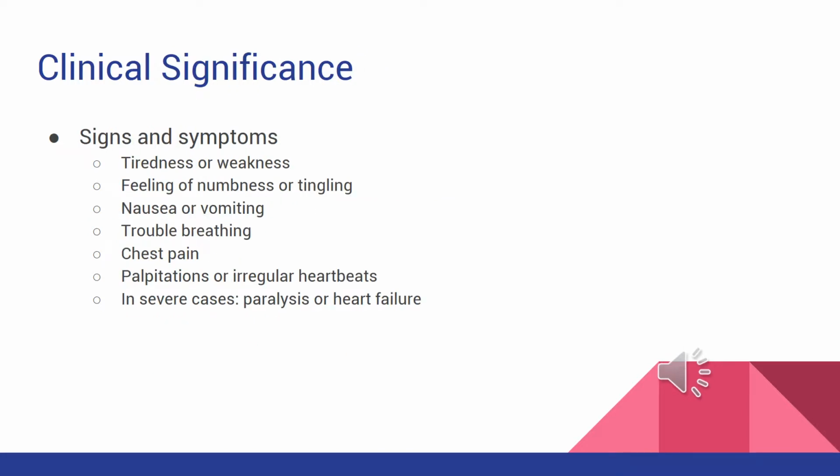Some symptoms people experience with hyperkalemia are tiredness or weakness, feeling of numbness or tingling, nausea or vomiting, trouble breathing, chest pain, or palpitations or irregular heartbeats. In extreme cases, you can also see paralysis or heart failure, and if it's left untreated, the high potassium levels can cause your heart to stop. As far as signs, the only signs we really saw were the possibility of bradycardia, which you could recognize with an EKG.